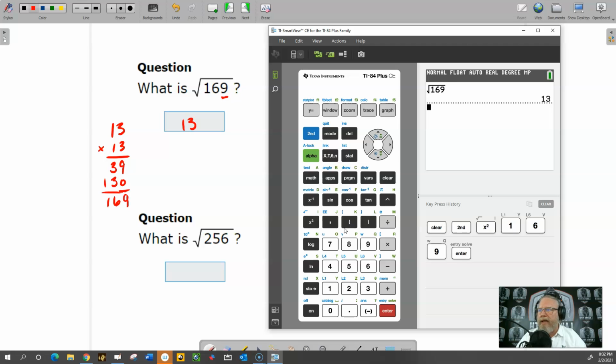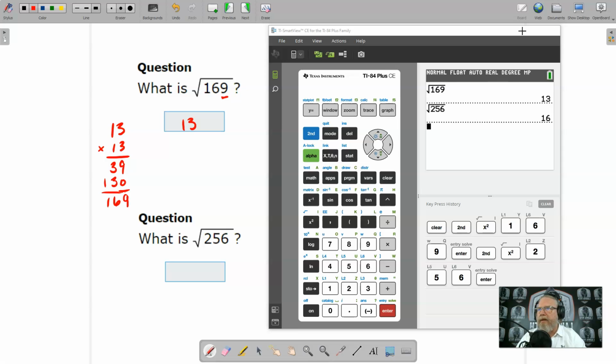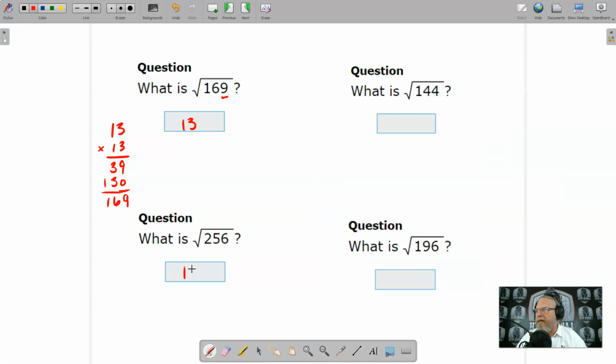Here, let's go ahead and use a calculator for this next one down here. Square root of 256. So let's hit that second key to get the square root sign, and then put in 256, and hit enter, and indeed that answer is 16. So that's how you would use a calculator to find the square roots if you wish to do so. But 16 times 16 is 256.